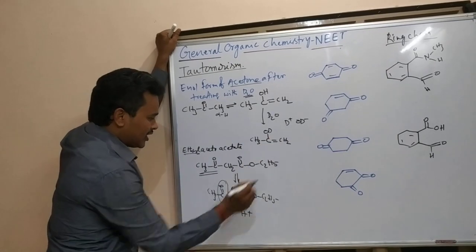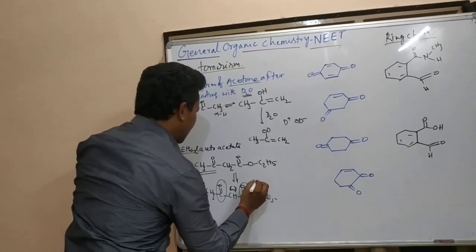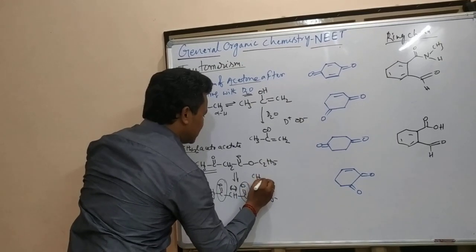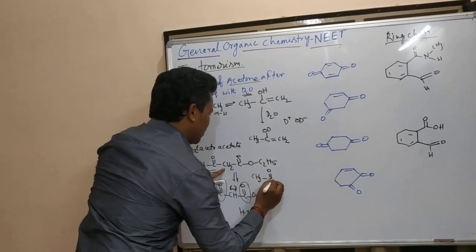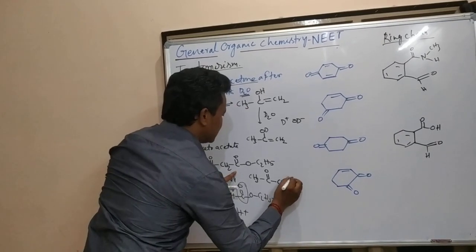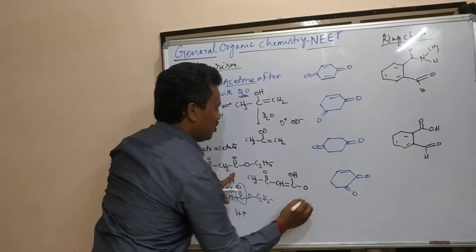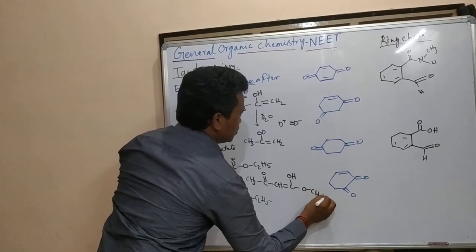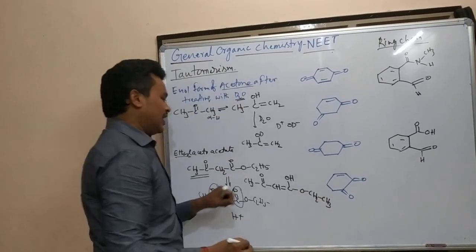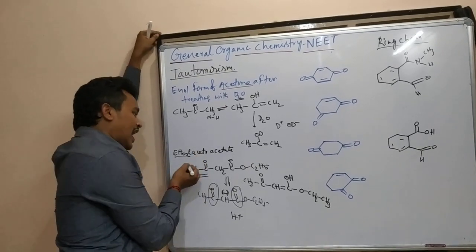So what am I going to write now? What is the enol form? This H plus is coming here. What am I writing correctly now? CH3 C double bond O here, CH double bond C OH, O, CH2 CH3 here.